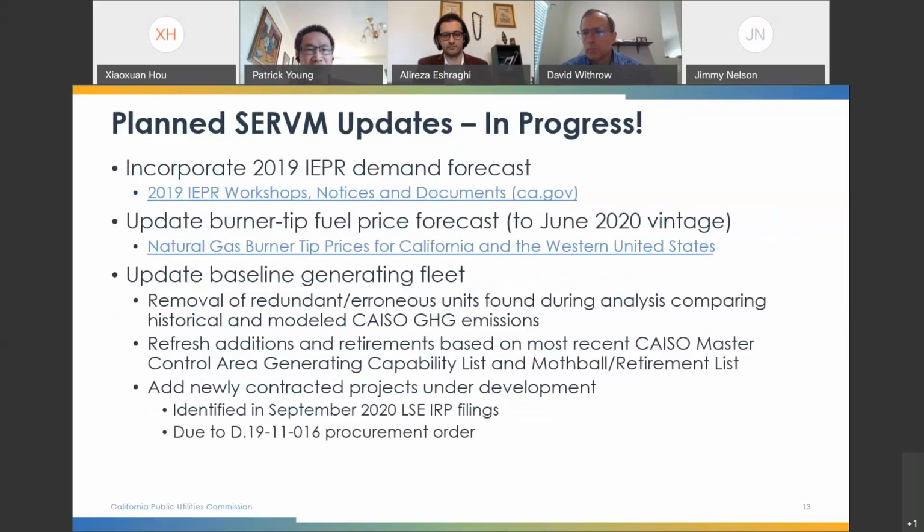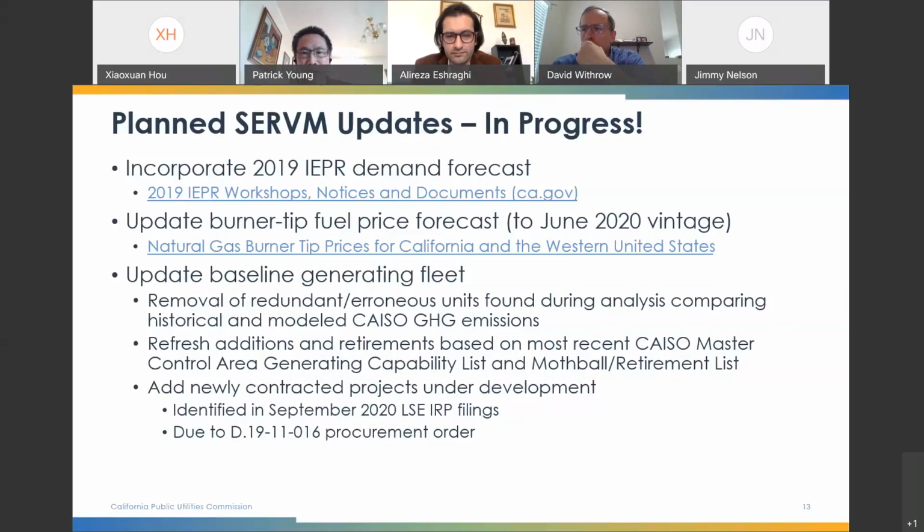We also have a number of key updates to SERVM that are in progress. They are not yet complete or tested, but we definitely need to use them before our next major round of analysis with SERVM. So the in-progress updates include building the 2019 IEPR demand forecast inputs into SERVM, using the latest burner tip fuel price forecast that we get from the Energy Commission. They posted it this summer.